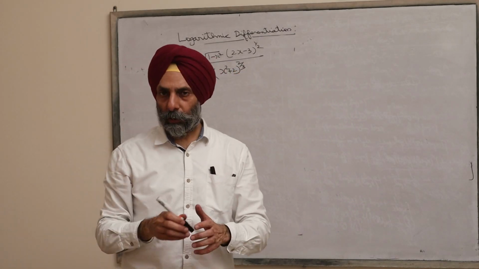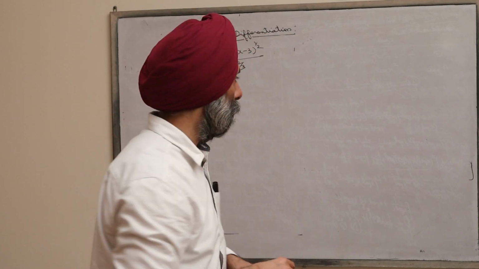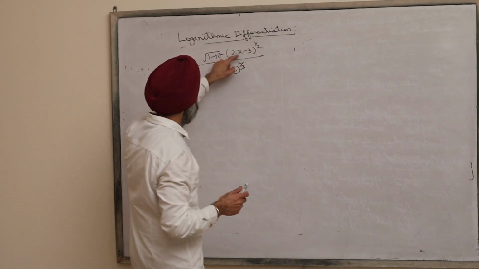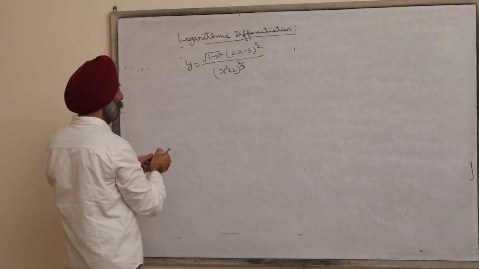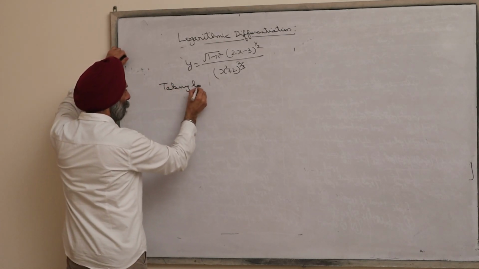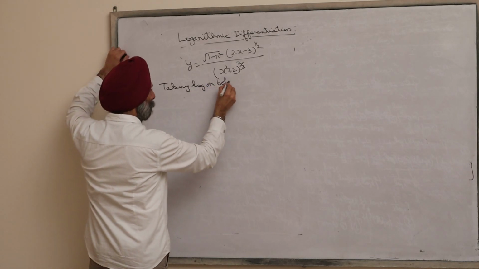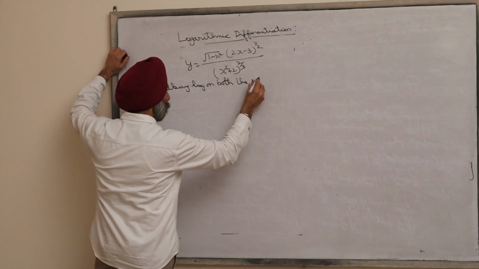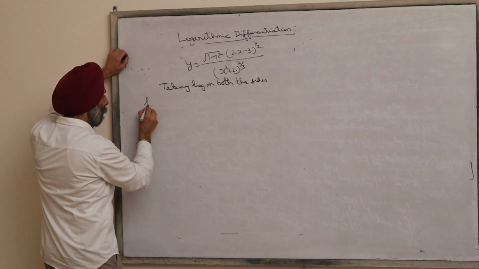So as discussed earlier, where do we use logarithmic differentiation? There are two cases: when it is variable raised to the power variable form or function raised to the power function, and another method is when multiple functions are involved. You can see that multiple functions are involved. Now what to do? You take log on both the sides. Now after taking log, you will find that this question will become very easy.